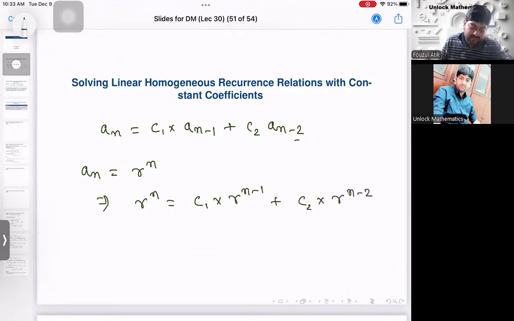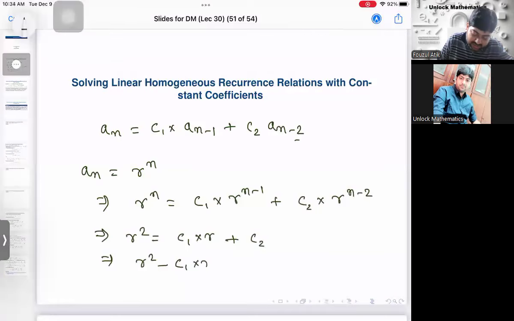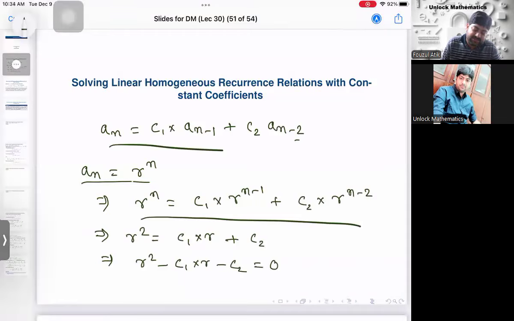Now this equation I can simplify, because r^(n-2) I can take common. So I can divide by r^(n-2). So this will become r^2 is equal to c1 r plus c2. Then I can change it as r^2 minus c1 r minus c2 is equal to 0. So I assumed that a_n equal to r^n is a solution. And because this is a solution, it should satisfy the given recurrence relation. So I got this equation.